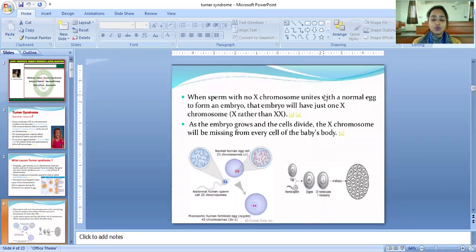And a sperm with no X chromosome unites with the normal egg to form an embryo. The embryo will have only one X chromosome. So as the embryo grows and the cells divide, the X chromosome will be missing from every cell of the baby's body.